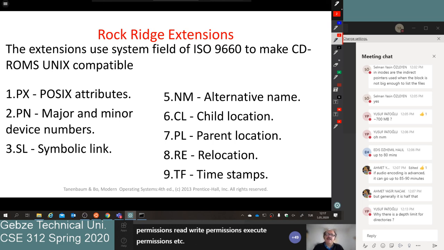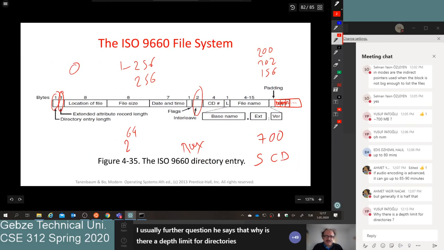Okay, and Yusuf has a question. He asks why there is a depth limit for directories. Did I mention there is a depth limit for directories? There are six directories depth limit.